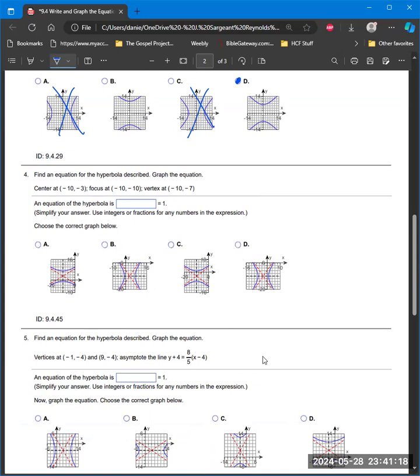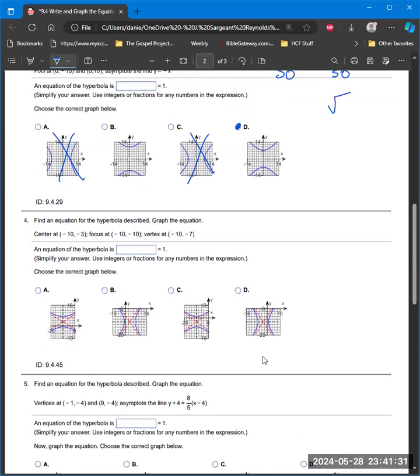And then 50. I said 5 root 10. I meant 5 root 2. So that's a little bit bigger than 5, somewhere between 5 and 10. And that's why I chose this one, because that's between 5 and 10. This one's too big.